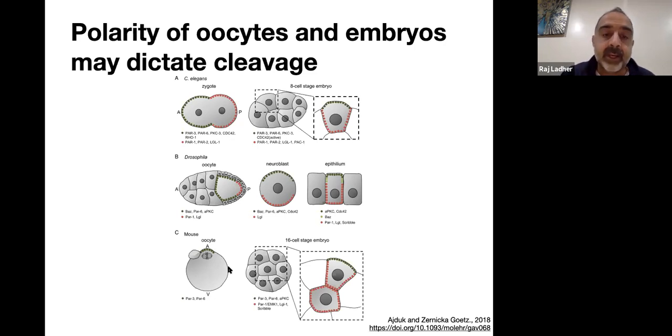Now remember, after fertilization, there's no real overt difference between animal and vegetal. So these PAR3, PAR6 proteins are no longer asymmetrically expressed after fertilization. Yet when looking at the progeny of these cleavages, there seems to be some difference. And we'll go into this in the next slide.